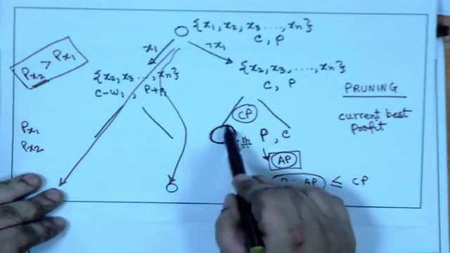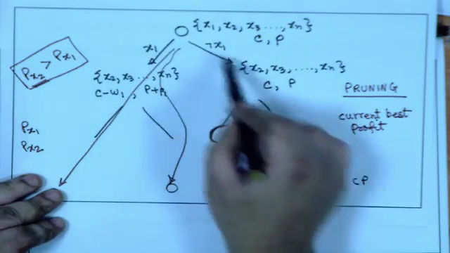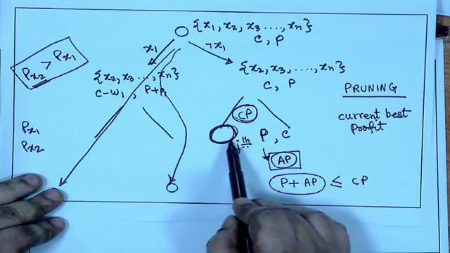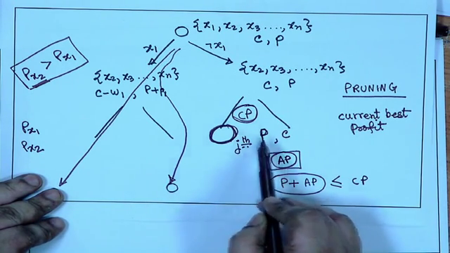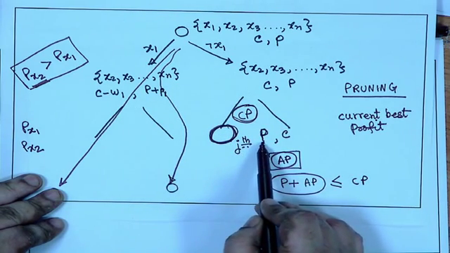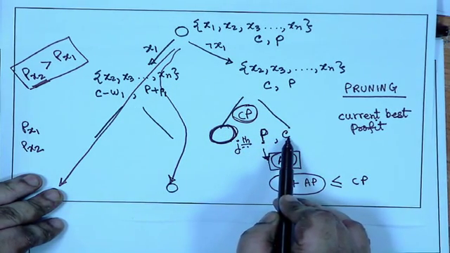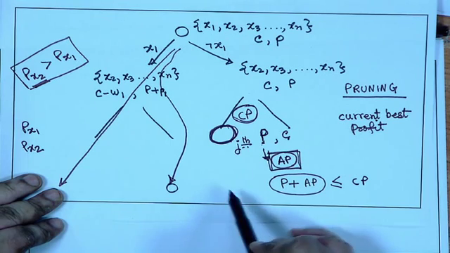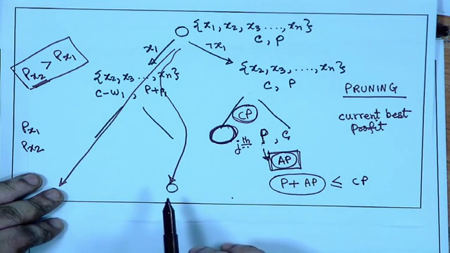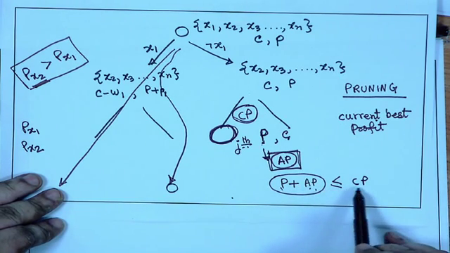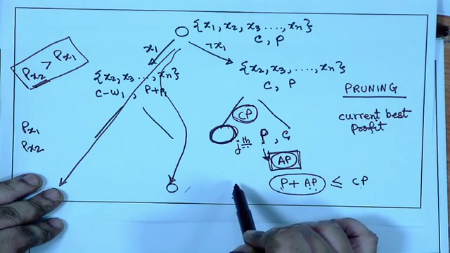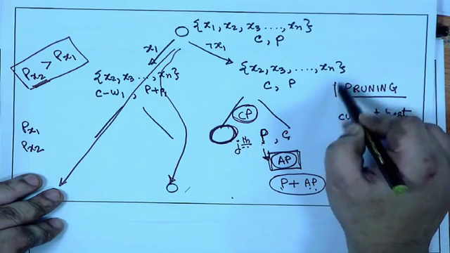so at this point in time at this node, my current best solution over all solutions is Cp. At this node, my current profit up to j minus 1 elements is P. My current remaining capacity is C. I find an upper bound Ap, which says after this I can get at most so much of profit. I add P and Ap. If P plus Ap is less than or equal to Cp, then I do not need to go down. This is called pruning.